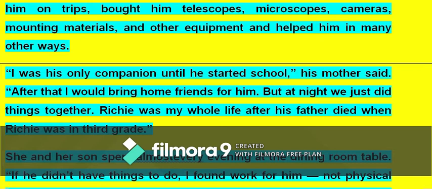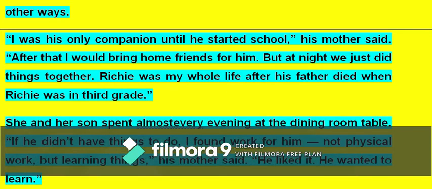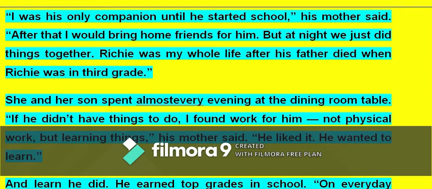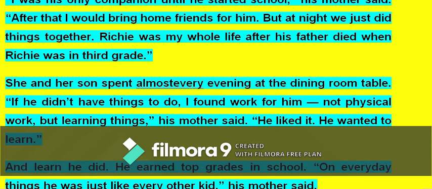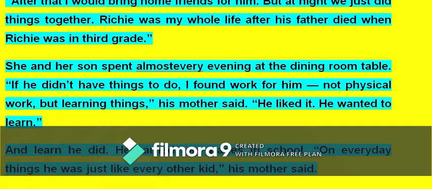I was his only companion until he started school, his mother said. After that, I would bring home friends for him, but at night we just did things together. Richie was my whole life after his father died when Richie was in 3rd grade. So you can make a note of it in your graphic organizer, that from the age of kindergarten you can record that he used to collect butterflies. Then at the age of 3 we come to know about his father's death.